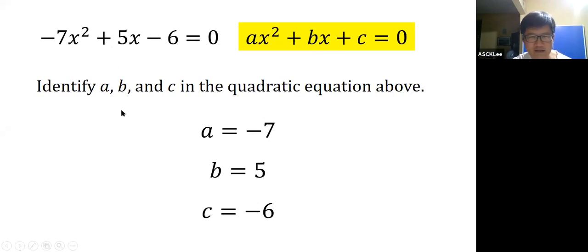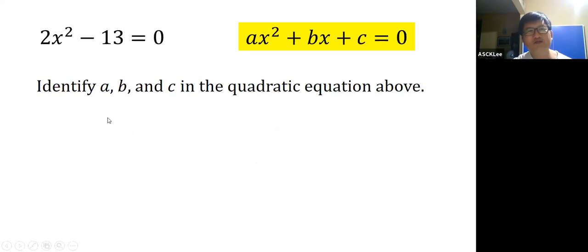This is why the standard form is so important, because if your quadratic equation has been expressed in a standard form, identifying A, B, and C is a visual thing. You don't need to calculate, you don't need to manipulate, you don't need to adjust, you don't need to shift things here and there. You don't have to adjust the terms. Everything is right there in front of you for you to see.